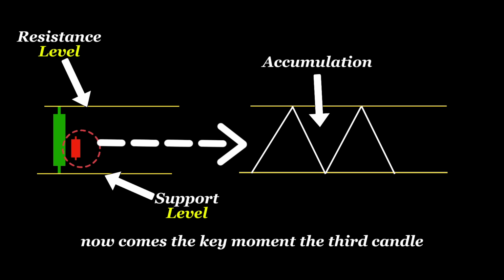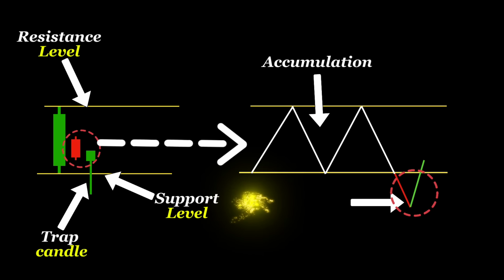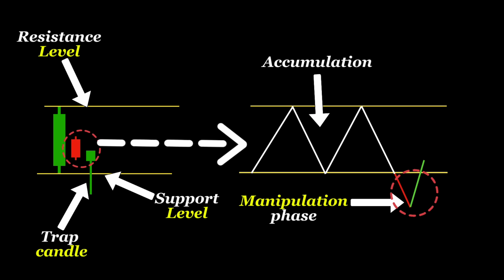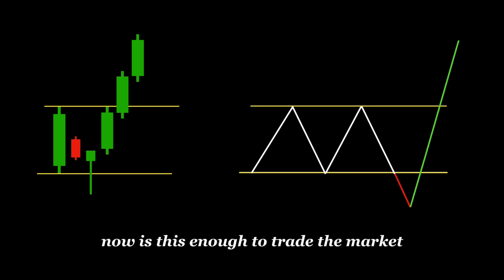Now comes the key moment. The third candle, the trap candle, represents the manipulation phase. This is where smart money pushes prices outside the range, triggering breakout traders and hitting stop losses. But instead of continuing, price snaps back inside. That's the trap. And what comes after that is the most important part. The real move. This is where smart money drives the market in the true direction. And this is the move you want to ride. Now, is this enough to trade the market?